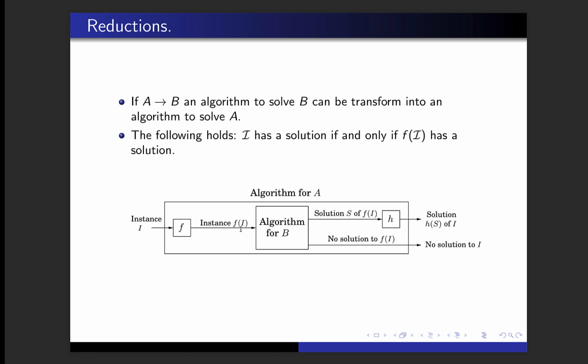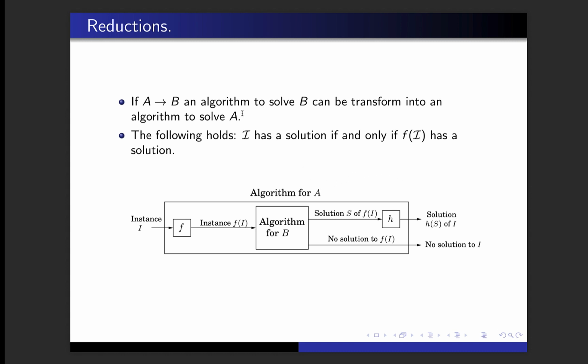If you get that instance, then you can run that through some black box that you may have for algorithm B. That will output a solution S of this input F of I, or maybe you simply report there is no solution for F of I. If that is the case, the second one, if you have no solution for F of I, you need to be able to check that there is also no solution for input I of problem A. If you get a solution for input F of I, then you transform that solution through the algorithm H to a solution of input I for problem A.